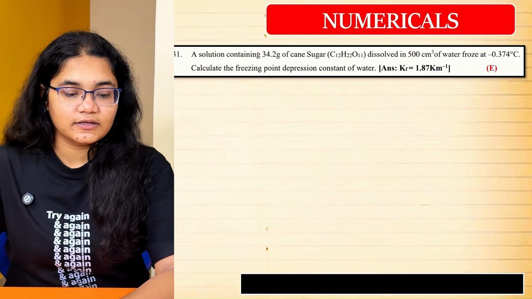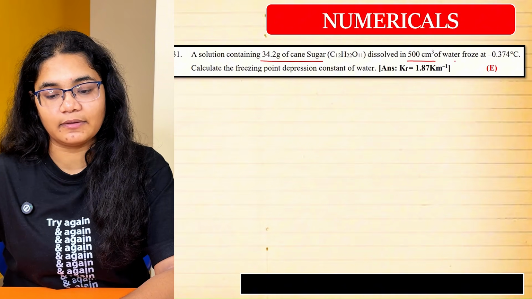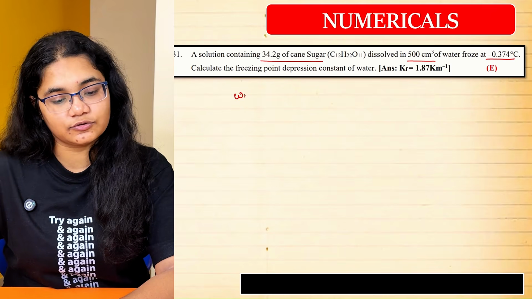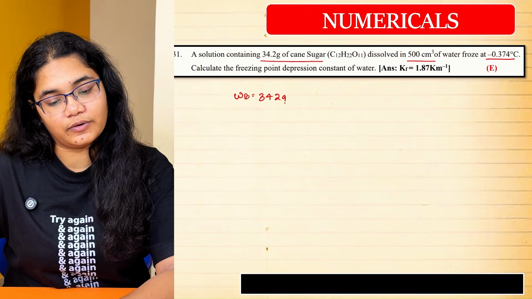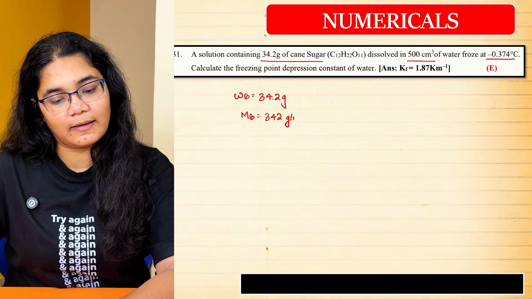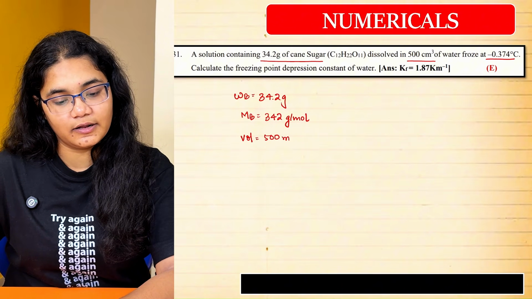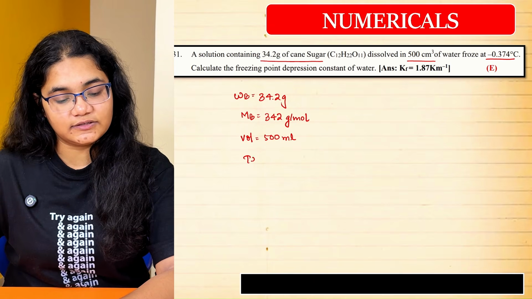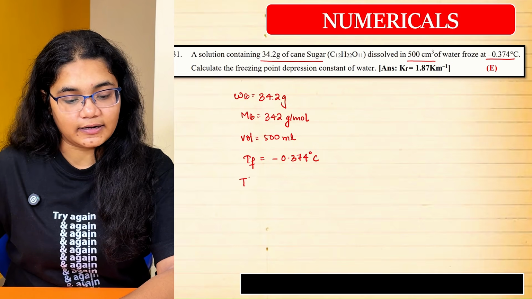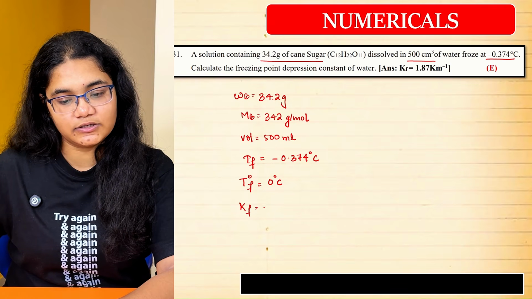Okay. Next, question 31: a solution containing 34.2 gram of cane sugar is dissolved in 500 ml of water and freezes at minus 0.374 degrees Celsius. What is the mass of the sugar? 34.2 grams, right? Next, we have molar mass, 342 gram per mole. The volume here is 500 ml. The freezing point Tf is minus 0.374 degree Celsius, and T°f is equal to 0 degree Celsius. Okay, and what is the Kf value?